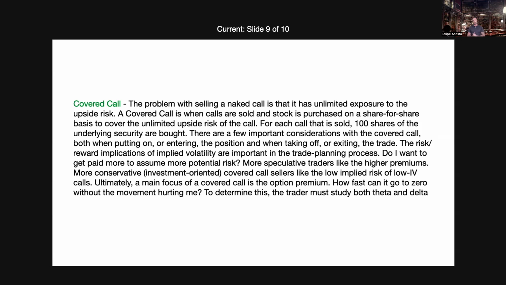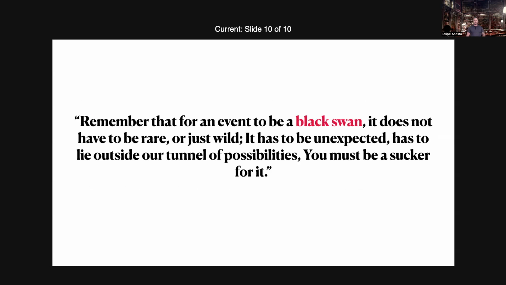So another question one should be asking is, how fast can it go to zero without the movement hurting me? To determine this, a trader must study both theta and delta. So theta and delta are extremely important for a covered call strategy.